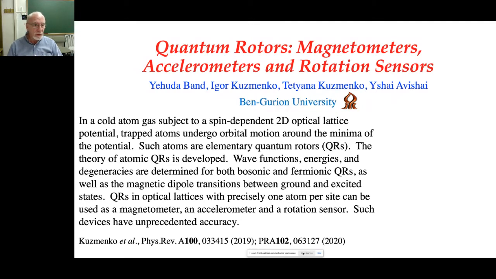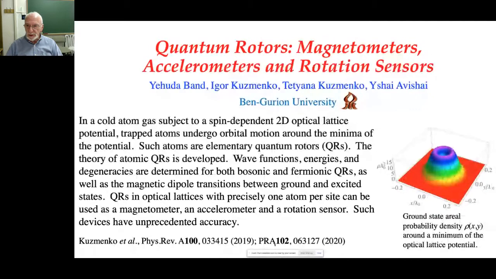So I'm going to develop the theory of atomic quantum rotors. I'm going to show you their wave functions, their energies, their degeneracies. I'm going to tell you that you can do this with bosonic atoms and fermionic atoms, and that these atoms in the optical potential, these quantum rotors, can be used as extremely high accuracy sensors. You see that there are two Physical Review Letters that were published recently on this subject.